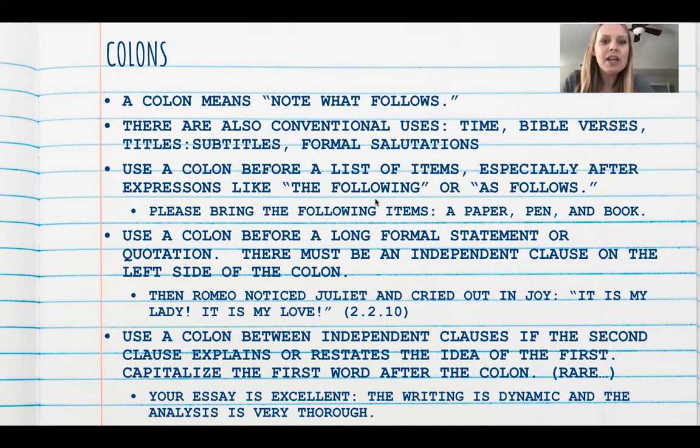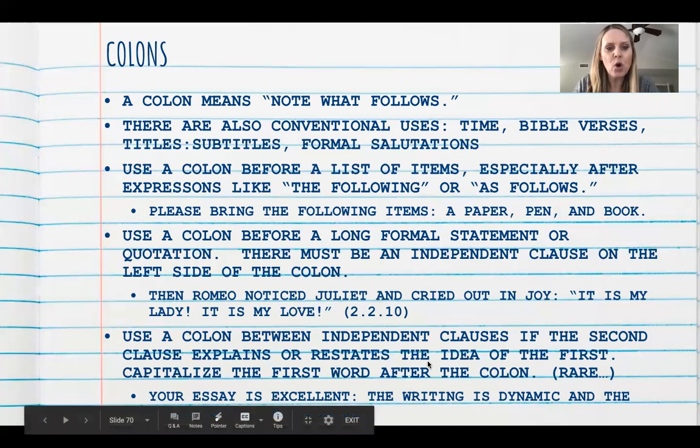Now, sometimes you'll be presenting a quotation in an essay or a long formal statement in a quote, and you really need the whole quote, and you have an independent clause before it, then you can use a colon to introduce the quote itself. Let me just show you the example to make it more clear. "Then Romeo noticed Juliet and cried out in joy: it is my lady, it is my love." So notice how the colon introduces the quote, and it has an independent clause on the left side of the colon.